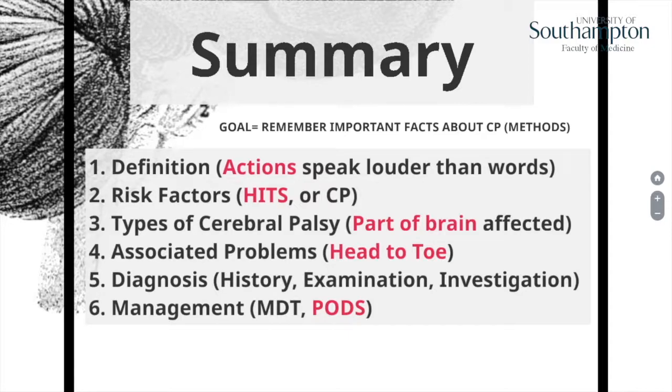We've gone through the types of cerebral palsy, linking the parts of the brain affected to the types. We've gone through the associated problems using the head-to-toe approach. We've gone through diagnosis, placing emphasis on history, examination and investigation, and finally management, where we emphasized the importance of multidisciplinary teamwork with the POTS mnemonic as a reminder.